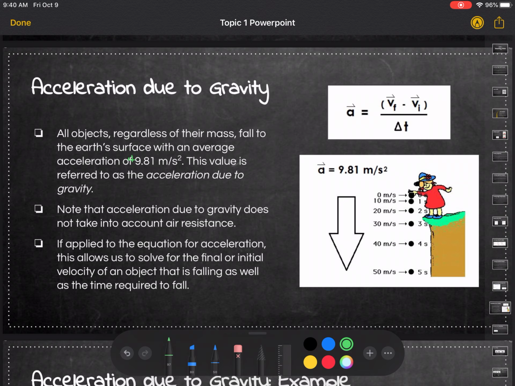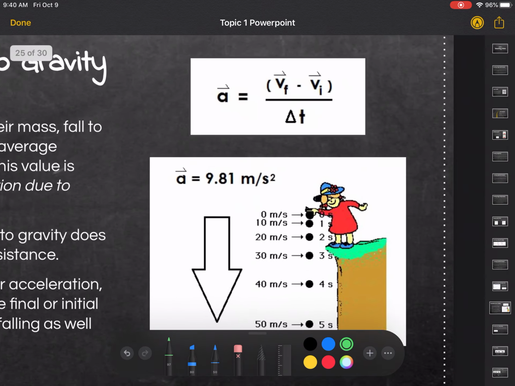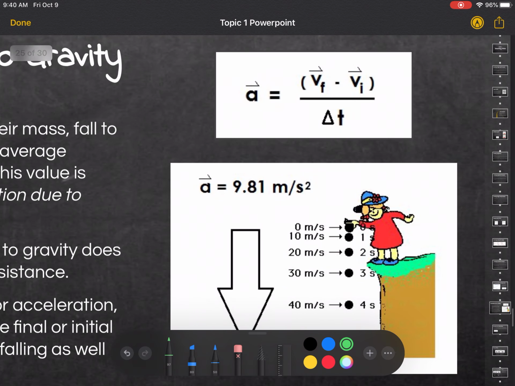If applied to the equation for acceleration, this allows us to solve for the final or initial velocity of an object that is falling, as well as the time required to fall. So this is our formula for acceleration that we just did on the other thing, except this formula is using acceleration is equal to VF minus VI divided by T.